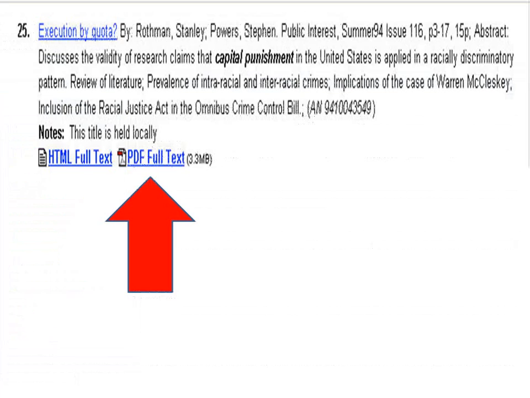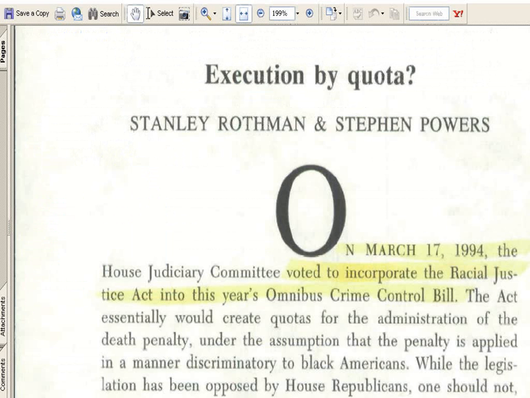So if you can, select the PDF version, because this will give you a scanned copy of the article as it appeared in the journal. This will include correct page numbers, all your citation information, and any charts, graphs, and pictures which are sometimes excluded in the HTML version.